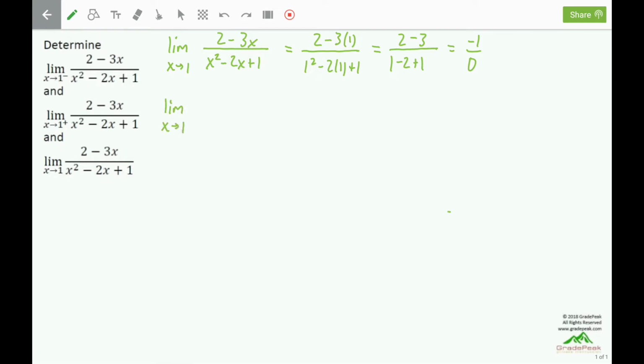We have the left-sided limit indicated by the negative superscript on the 1, of the 2 minus 3x divided by x squared minus 2x plus 1. And the right-sided limit indicated by the positive superscript on the 1, of the 2 minus 3x divided by x squared minus 2x plus 1. Let's start with the left-sided limit.